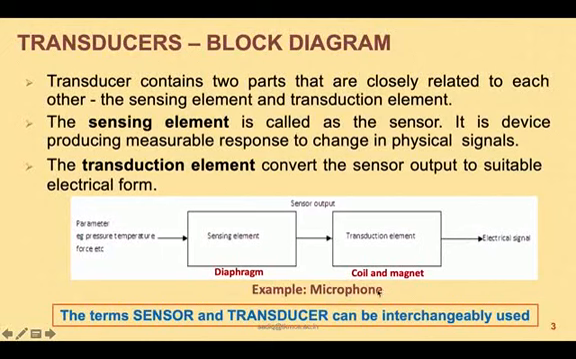Take the case of a microphone, which is a very common example that we have seen even during our school days. In a microphone, the input is sound. We have a diaphragm that is the sensing element. The diaphragm gives a vibration and that is transferred to a coil and magnet, and that coil and magnet transduce this vibration to electrical signals. So this coil and magnet act as a transducer and the diaphragm acts as the sensor.